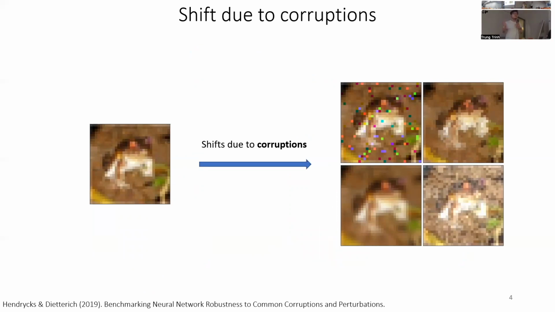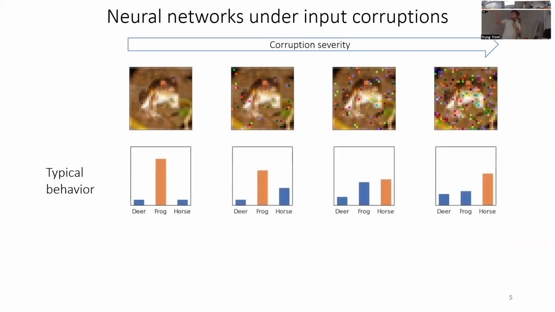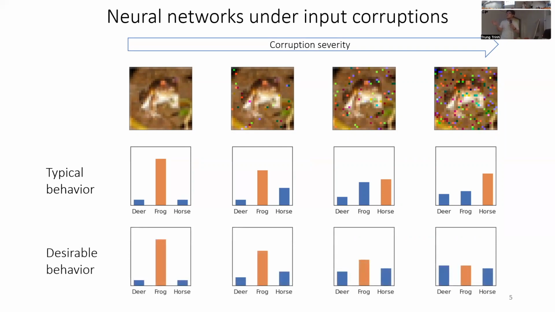In our paper, we focus mainly on covariate shift due to input corruption. On the left-hand side, I have an image of a frog from the CIFAR-10 dataset, and on the right-hand side, the same image under different input corruption. Currently, in a classification task, a neural network will return a quite accurate prediction on a clean image. But when we corrupt the image with more and more severity, its output will degrade rapidly, and eventually it could return a different class. The desirable behavior in this case is for the output vector to converge slowly toward the uniform probability vector.